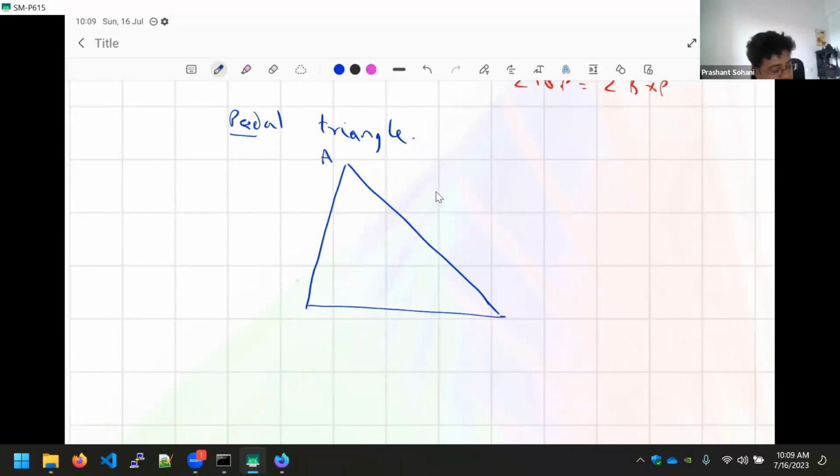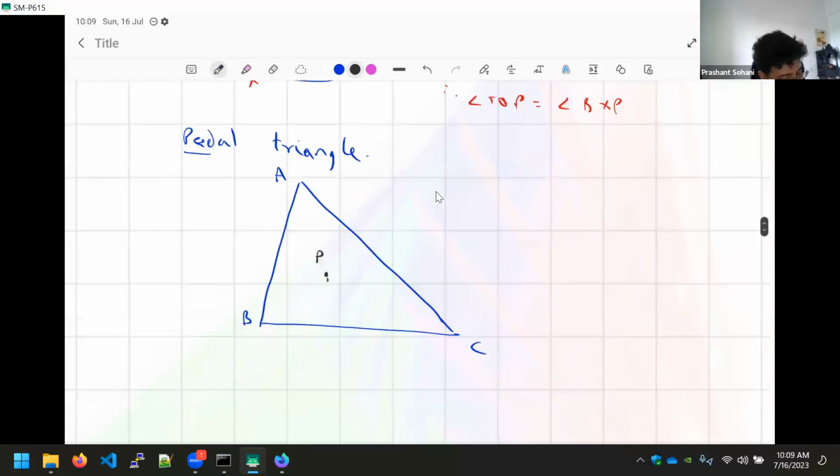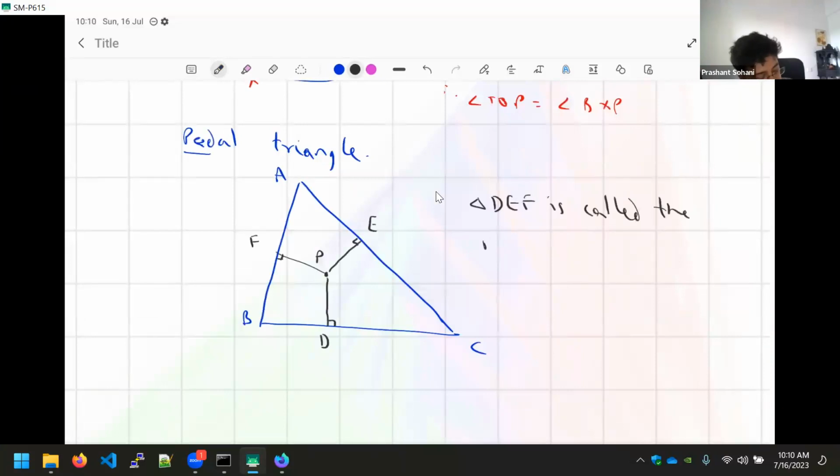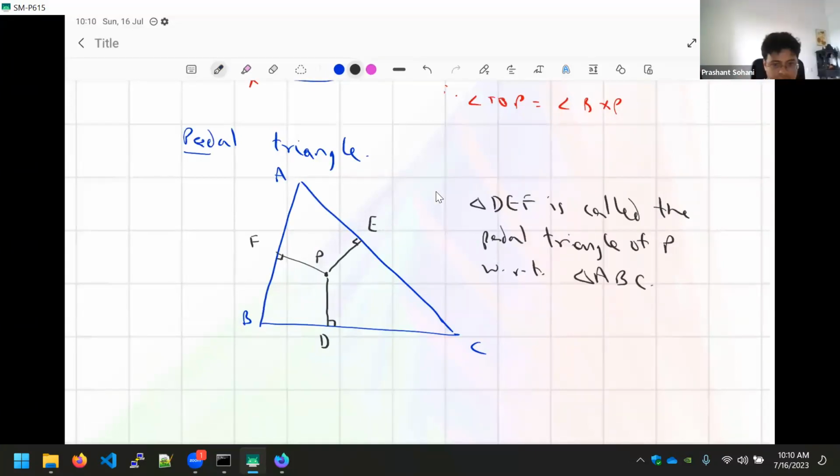And so what we do is, in a triangle ABC, if I take any point inside the triangle, and if I drop altitudes from this point to the 3 sides of the triangle, then this triangle DEF is called the pedal triangle of P with respect to triangle ABC. Basically every point in the plane will have its own pedal triangle with respect to the given triangle.